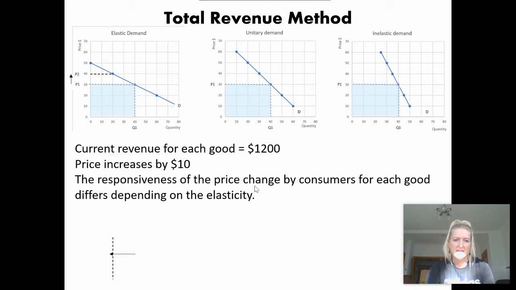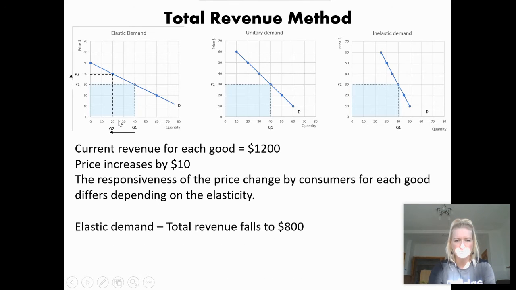So for elastic, we've increased the price by 10. We can see that the quantity has fallen by proportionally more. Price increased by 10 and the quantity fell by more than the price increase. So the new revenue will be 40 times 20, which ends up only being 800. So when it's an elastic demand, when the price goes up, the revenue will fall.